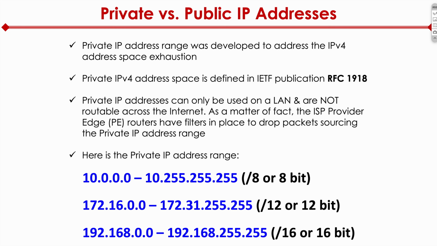The first range starts with 10.0.0.0 and ends in 10.255.255.255. It's a /8. It's defined in RFC 1918. The next range is 172.16.0.0 through 172.31.255.255. It's a /12 or 12-bit. And the third one is 192.168.0.0 through 192.168.255.255. That's a /16.